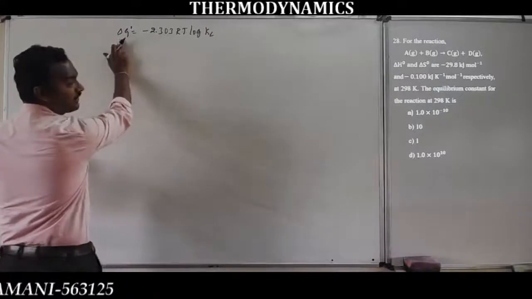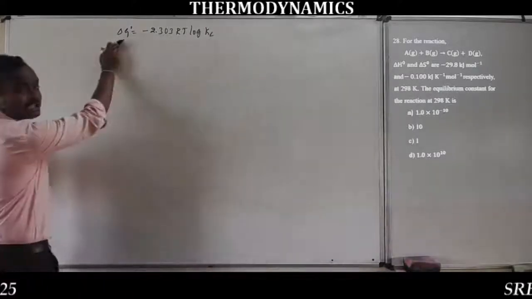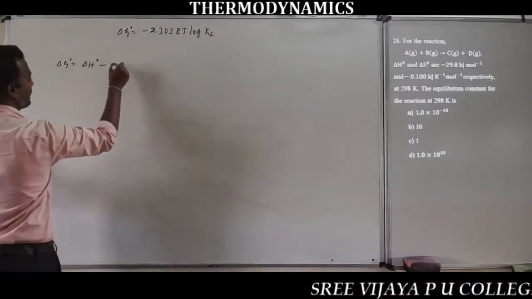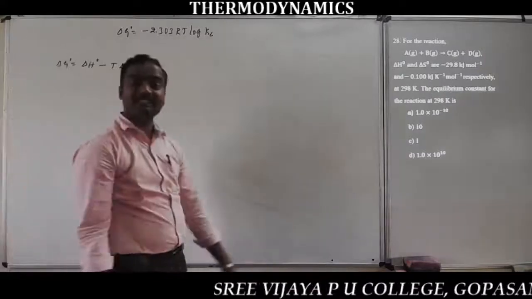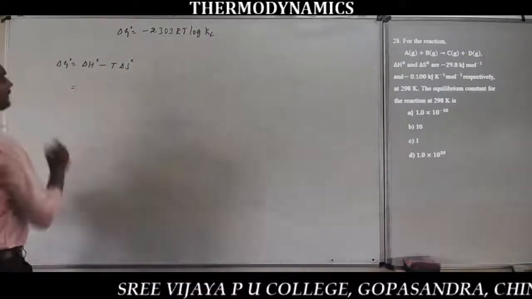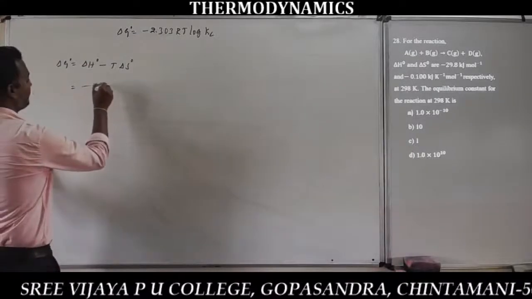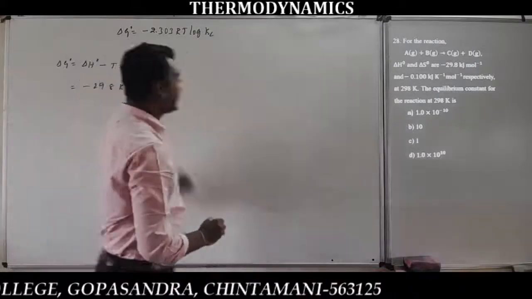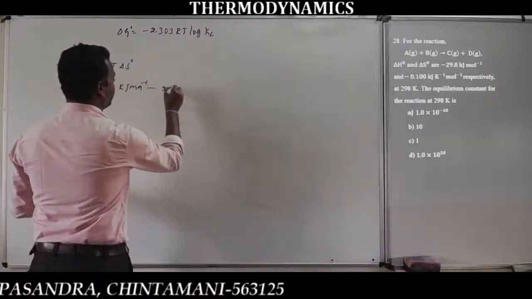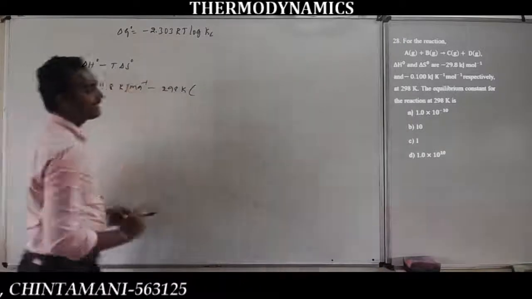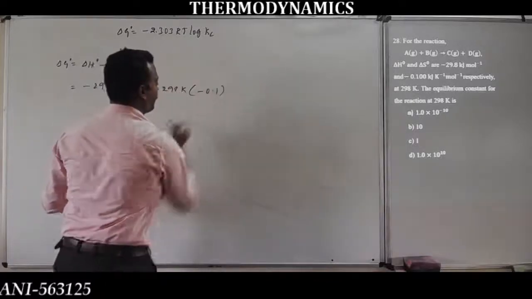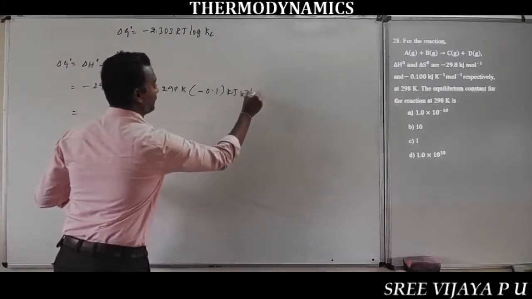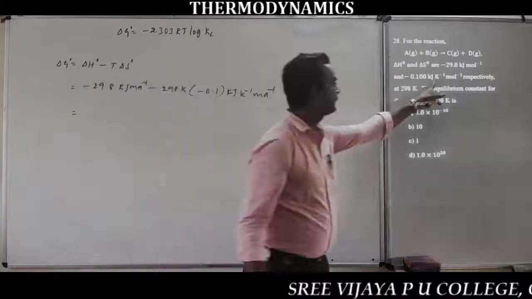So now what we need is delta G naught, because to get the equilibrium constant we need delta G naught. To calculate it, an equation is given: delta G naught is equal to delta H naught minus T into delta S naught, that is the Gibbs free energy equation at the standard state. So what is delta H naught? Delta H naught is minus 29.8 kilojoule per mole, minus, T value is 298 Kelvin, into delta S naught value, which is minus 0.1 kilojoule per Kelvin per mole.